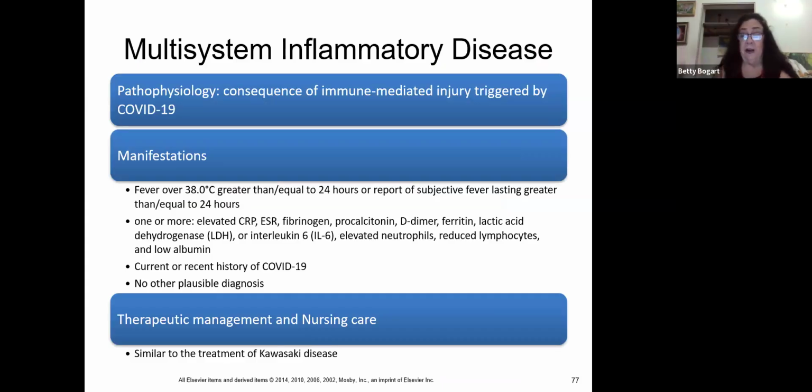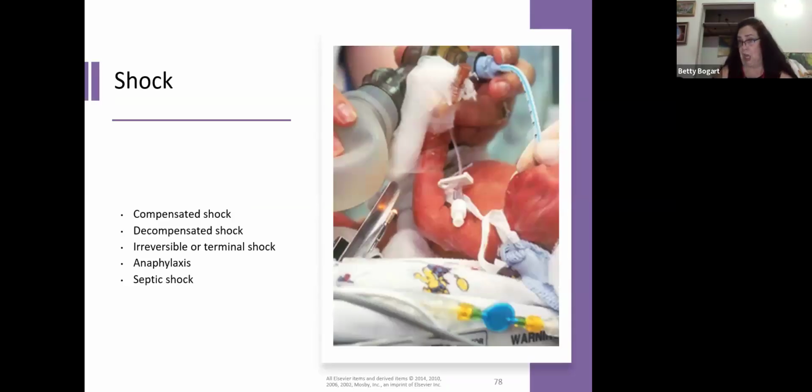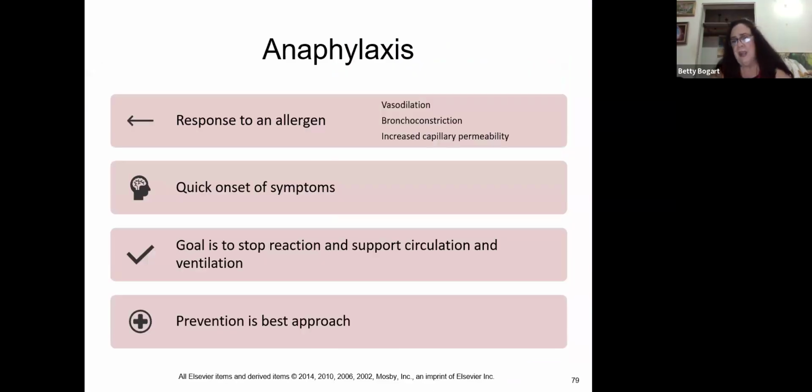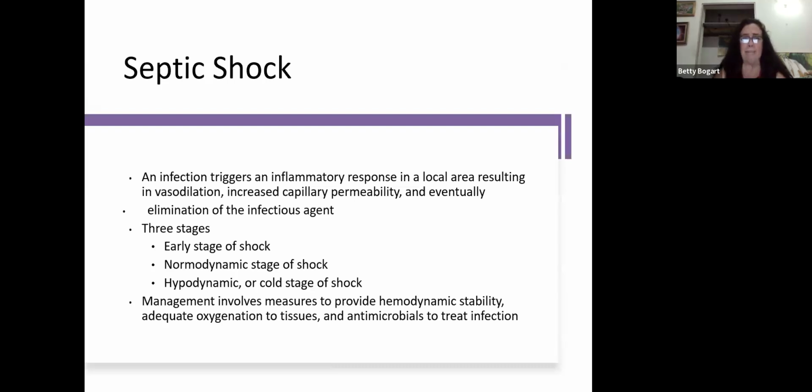COVID, we've all lived through it, right? And look at that, treatment is similar to Kawasaki. Shock, we know the most common in children is that septic shock. Anaphylaxis. Children have not had medicines, foods, anything. Chances for anaphylaxis are great. I always say, always be prepared. Anytime you give medicines to a child or something new, always be prepared. It can go into an anaphylaxis.